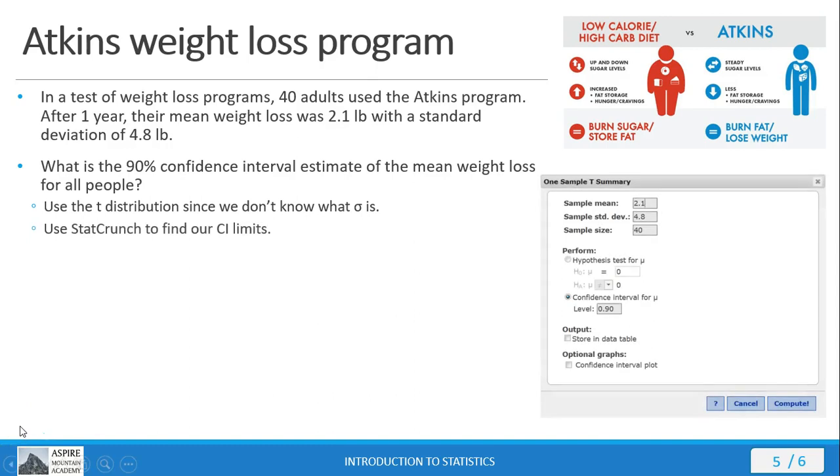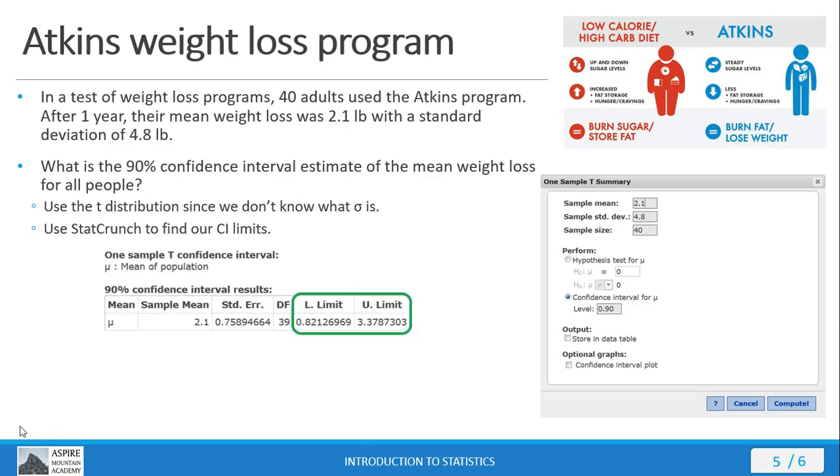So in StatCrunch, we're going to go to Stat, T Stats, One Sample, With Summary, because we don't have any actual data. All we have are summary stats. So notice we put the summary stats here: the sample mean, sample standard deviation, and sample size. Click the radio button for confidence interval, put in the confidence level of 90%, and then when we hit compute, out comes our results window, and in the table in the results window, at the end, the lower and upper limits for our 90% confidence interval. It really is just that simple.